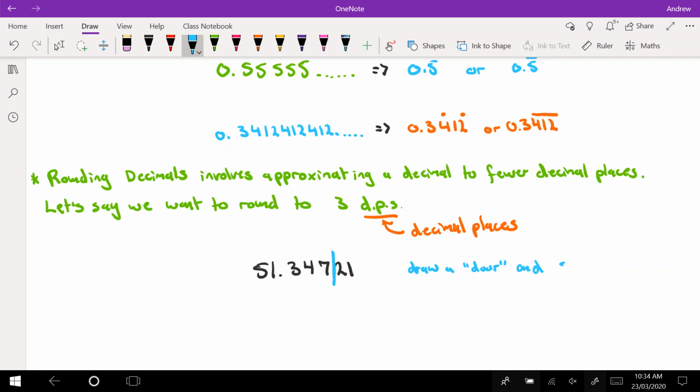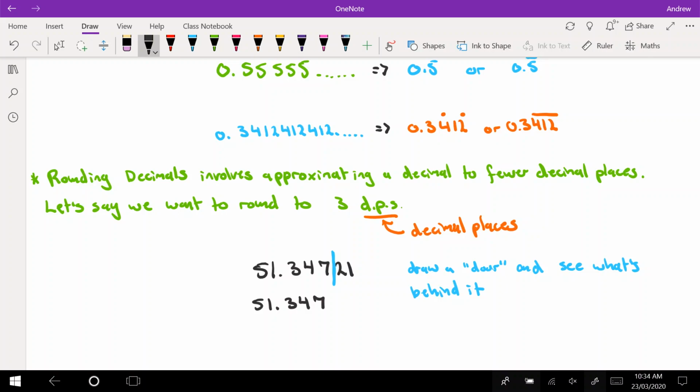And see what's behind it. So we have our door. What is behind my door? The number 2 is behind my door. If it's the number 2, do I round up or do I round down? I round down. So that means that it's going to be 51.347. Because behind my door is the number 2, and I round down if it's a 2.